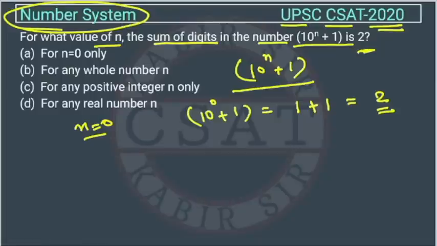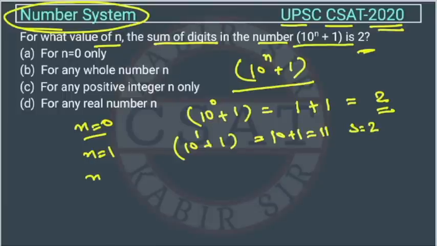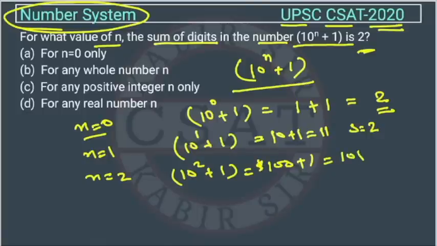If we are taking n as 1, then also what will become 10 की power 1 plus 1, right, so this will be 10 plus 1, so this is 11. And if we are doing the sum of digits, the sum of digit will be 1 plus 1, so again 2. If we are taking n is equal to 2, then it will become 10 की square plus 1, so this will be 100 plus 1, okay, so this will be 101, then the sum of digit will be 2. If we are taking n 3, then also it will become 10 की power 3 plus 1, right, so we will get 1000 plus 1.